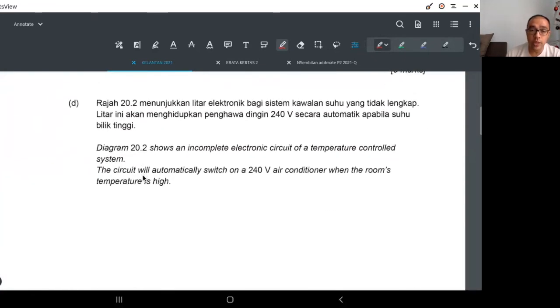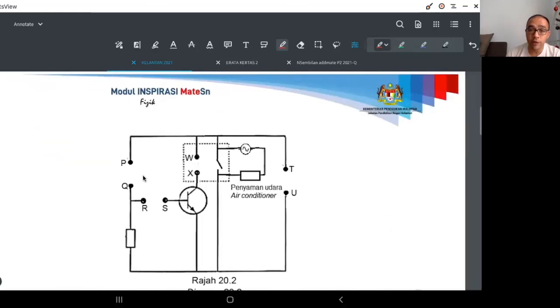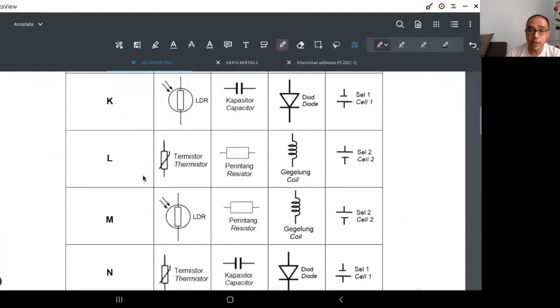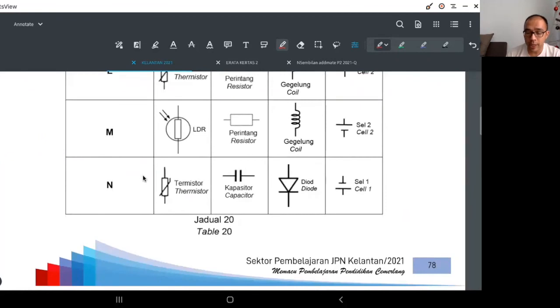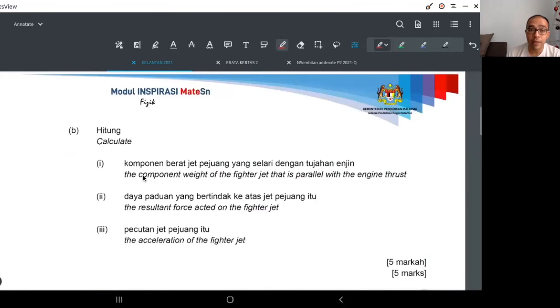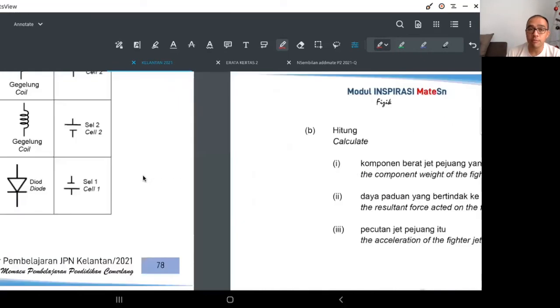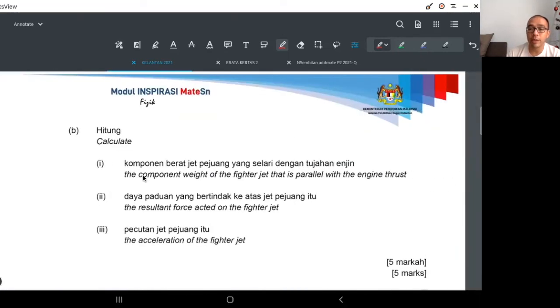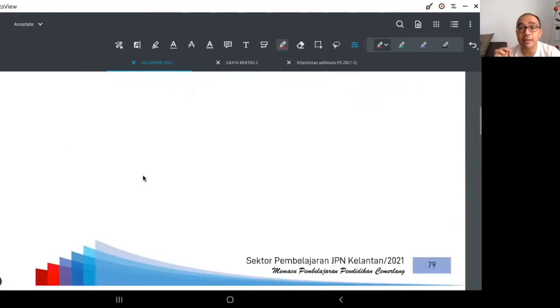Question 20.2 shows the incomplete electronic circuit. They give you this. Okay, they give you this. And then page 78 suddenly dia menjadi page 79. Tetapi soalannya calculate the component of the weight of the fighter jet. So there is actually a missing page. Between page 78 and page 79, there is a missing page.